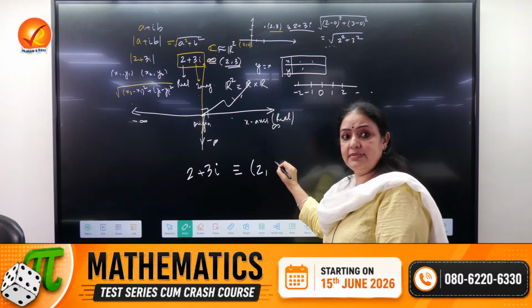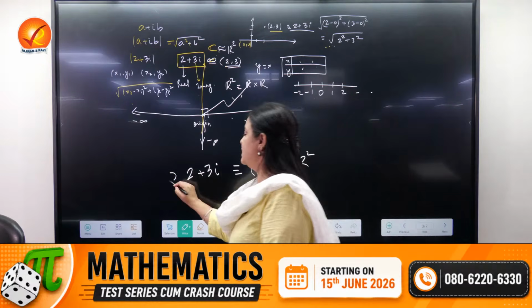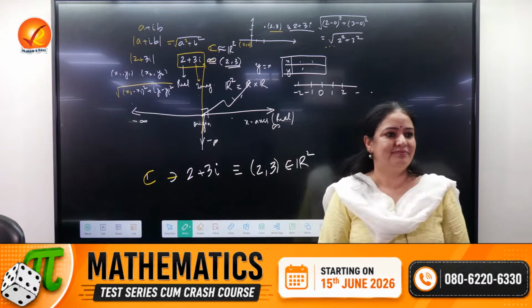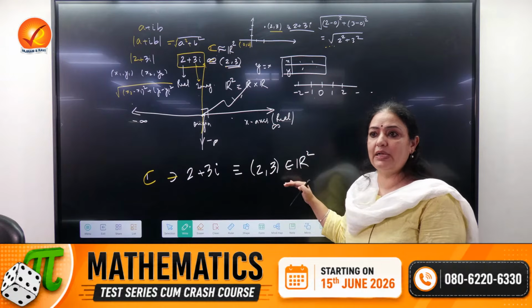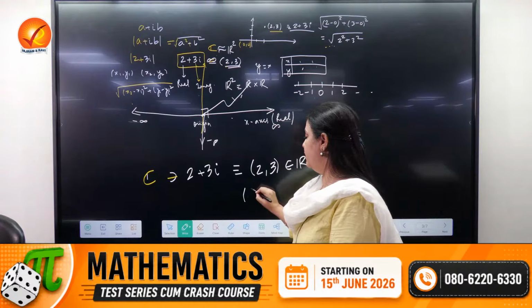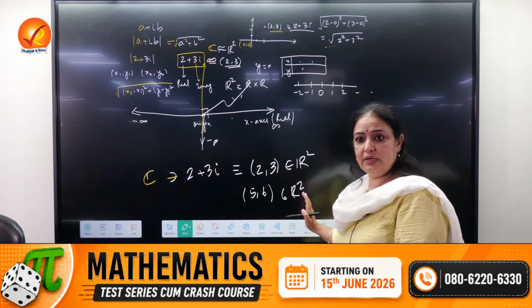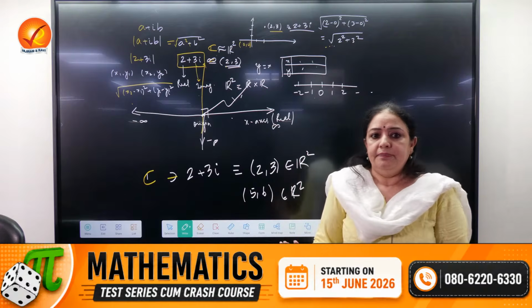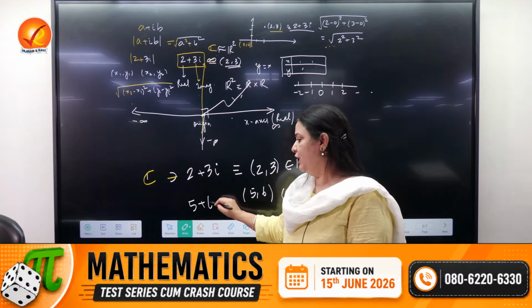I can write it as (2, 3), and therefore this becomes an element of R square. So every number which is a complex number can be interpreted to be looking like a number from R square. Can I go vice versa? If I give you a number called (5, 6), do you agree (5, 6) is in R square? Can you tell me the corresponding complex number here?